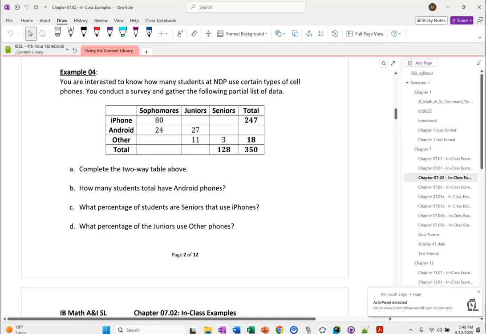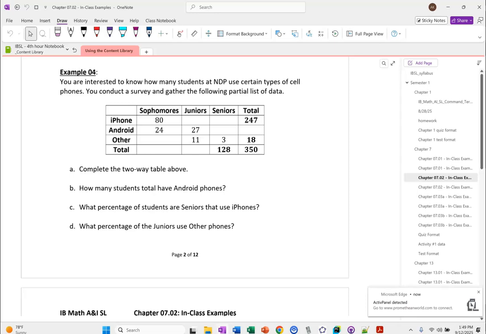So here's a two-way table. Your task is to fill in the blanks with the numbers that go there. There's 2 feasible starting points to do this. Can someone tell me one of the 2 starting points by giving me the row title and column title that corresponds to the box where we can start this problem? Anthony. Sophomores, other.